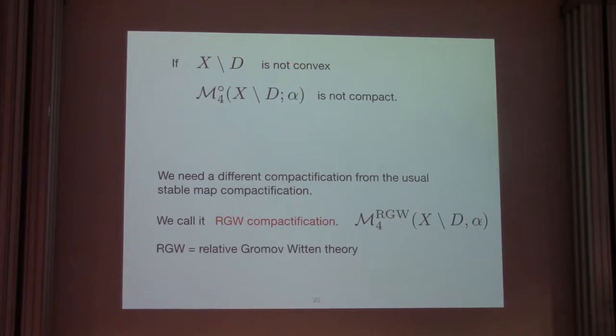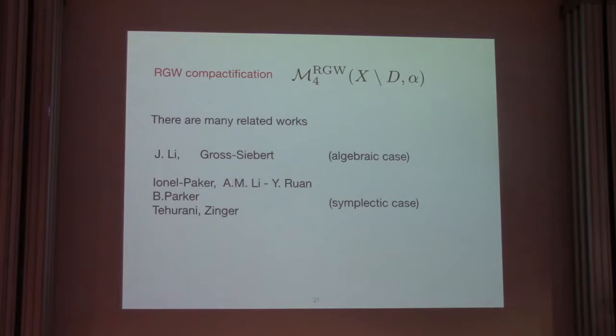Before I explain, there are many references about these relative Gromov-Witten theory compactifications on the algebraic side. Jun Li did very nice work in the smooth divisor case, and then Gross and Siebert generalized it to the normal crossing divisor case. On the symplectic side, there are several works by Ionel and Parker, Anmin Li and Yongbin Ruan, Brett Parker, Mohammad Tehrani, and Aleksey Zinger. There are several issues about it. I don't want to talk so much about it.